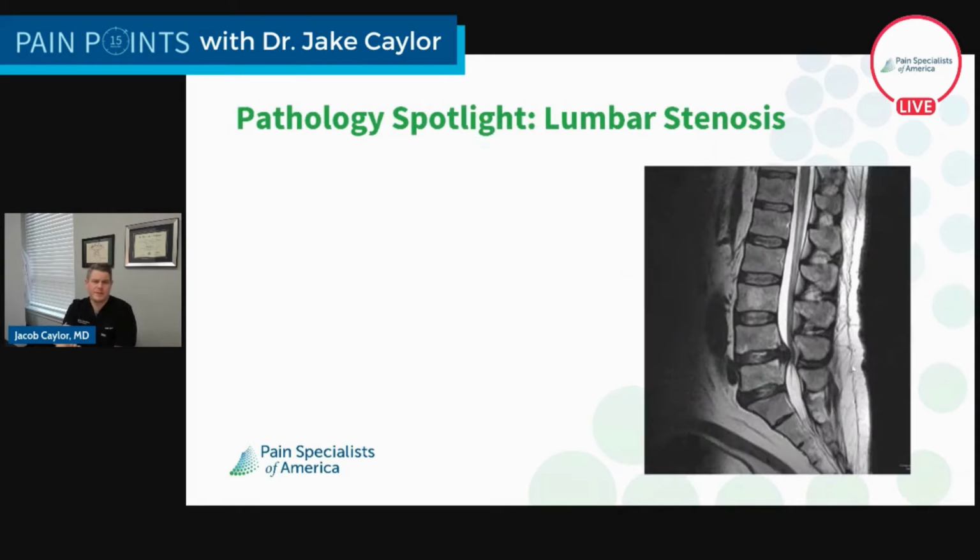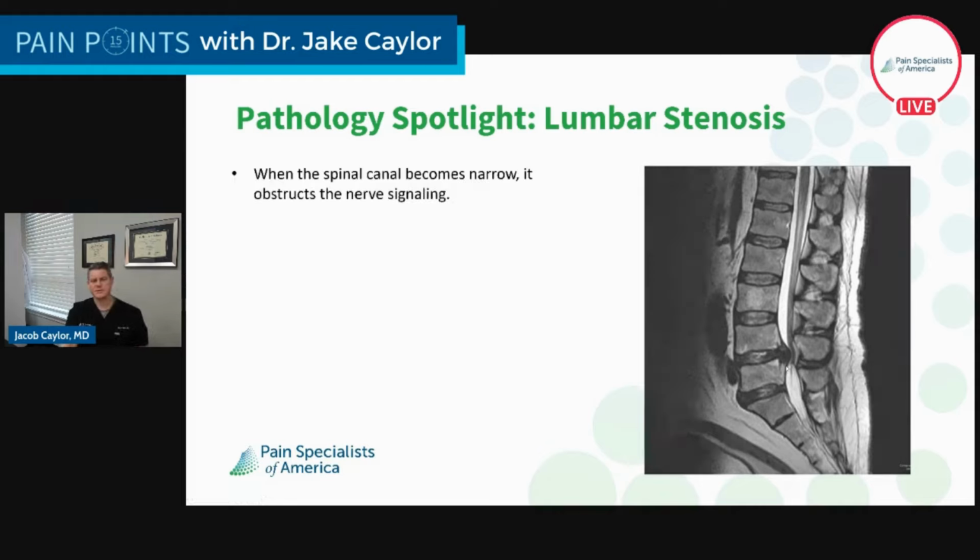So today we're going to be doing a pathology spotlight, and that pathology spotlight is on lumbar spinal stenosis. Now, earlier you saw an MRI that was a T2 weighted image, and you saw a disc bulge. Here we have another disc bulge, and it's at the L4-5 level where you have a posterior herniation of the disc. And as you can see, the spinal canal is quite pinched here. We have the spinous processes in back, the vertebral bodies in front, and we can see that this white stuff is the spinal fluid, and we have the nerve roots coming down in between. So the spinal cord terminates up here, nerve roots coming down, and we can see clearly there's not a lot of space. When the spinal canal becomes narrow, it obstructs the nerve signaling.